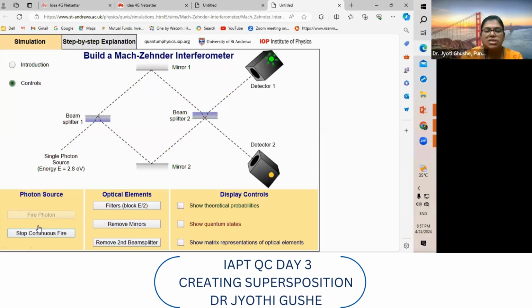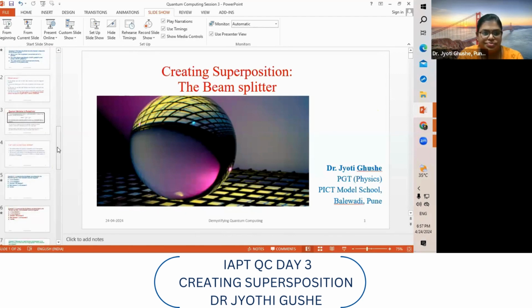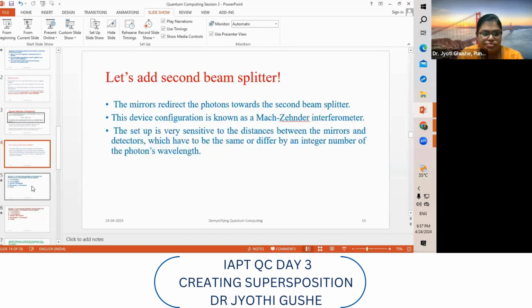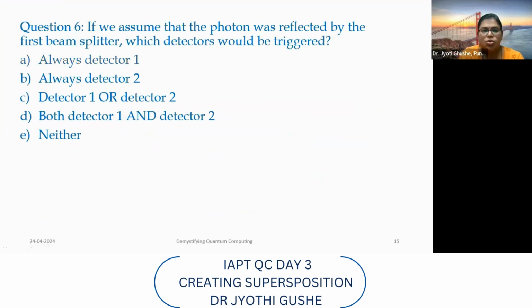Okay, let me ask the question based on this. So we use a second beam splitter. You have observed the simulation. Now you have to answer what is happening. If we assume that the photon was reflected by the first beam splitter, which detectors would be triggered?